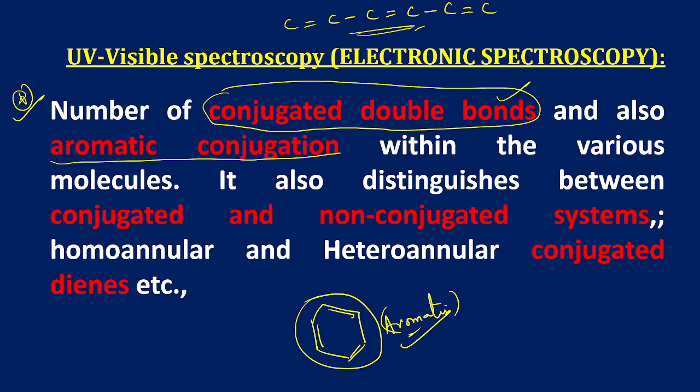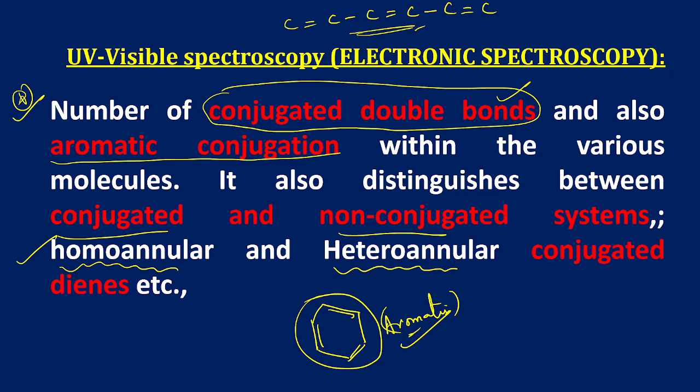And it also distinguishes between conjugated and non-conjugated systems. Some molecules are conjugated and some are not. So we can easily distinguish which type of molecule is in conjugation and which type is not. Such distinction also will be given by UV visible spectroscopy. And one more important thing it will give is whether our molecule is homoannular or heteroannular conjugated diene.